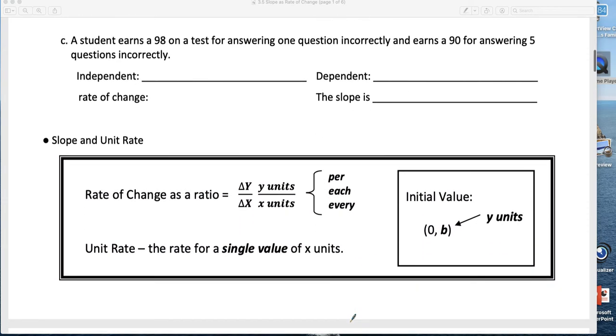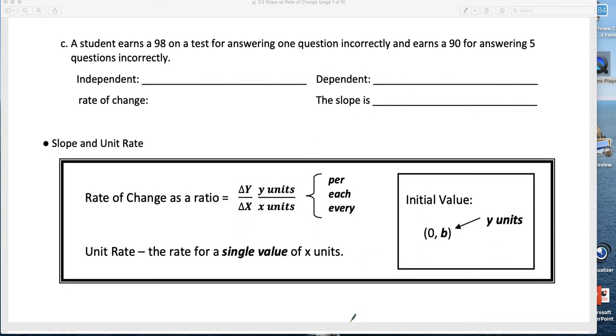Okay, one more example, and then we're going to get down to this box at the bottom. So we're still looking for a rate of change given the information in the problem. And this time, we still need to figure out independent and dependent variable. A student earns a 98 on a test for answering 1 question incorrectly, and earns a 90 for answering 5 questions incorrectly. Okay, so I've got a score here, and I've got questions.